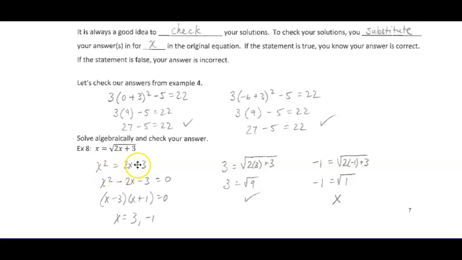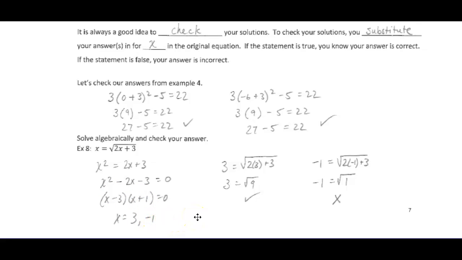So subtracting the 2x and subtracting the 3 gives me this trinomial. So remember, anytime I try to solve a quadratic with an x squared and an x, I have to move everything to one side. So once it's here, then I can factor it, (x - 3)(x + 1). And so solving it gives me x equals 3 and x equals -1.